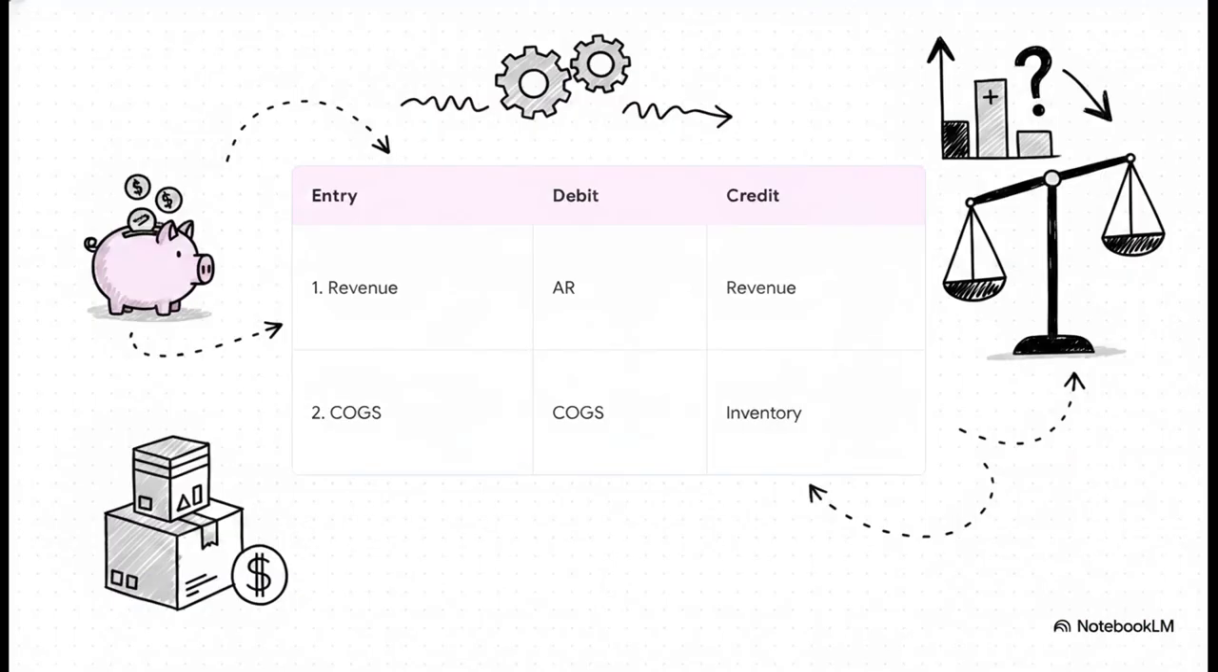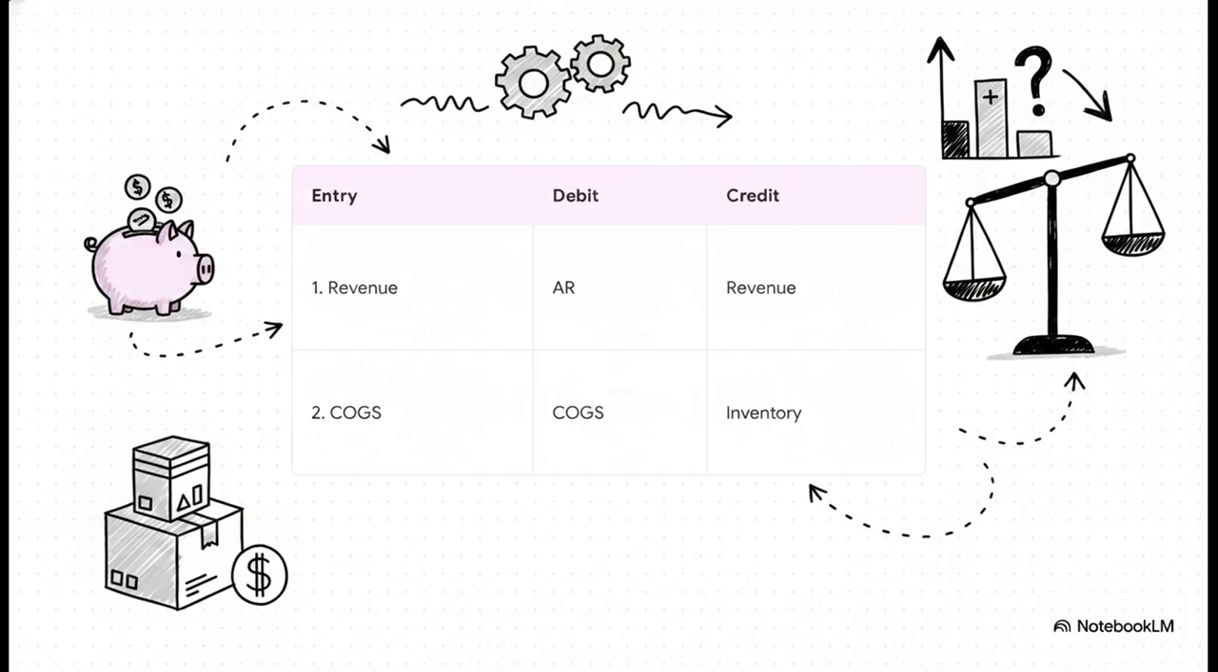Okay, let's really dive into this, because this is where the rubber meets the road. Recording an inventory sale actually requires two distinct journal entries. Entry 1, you debit accounts receivable and credit revenue to record the money you are legally owed by the customer. But Entry 2 is just as critical. You must debit cost of goods sold and credit inventory to physically remove the value of the item from your warehouse books. It is a strict duality.